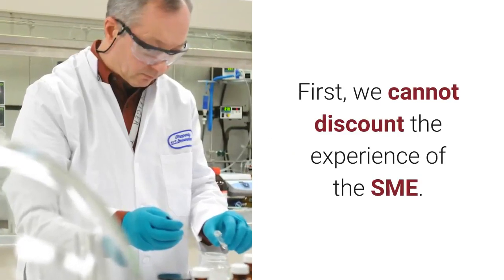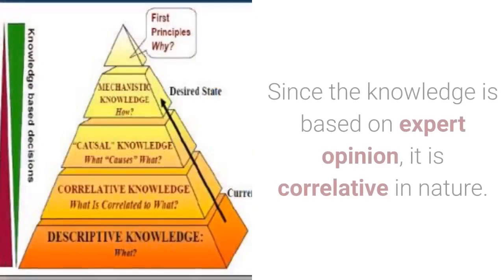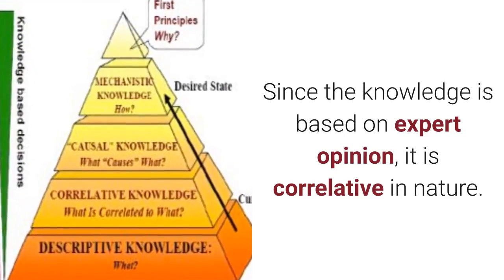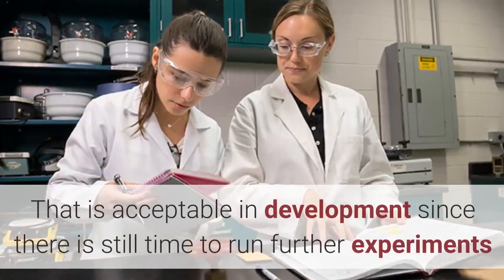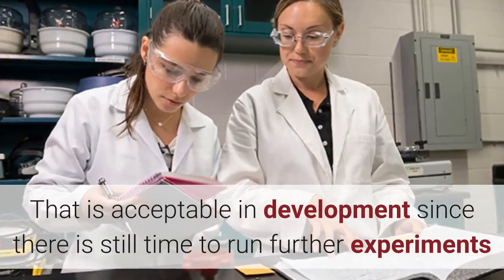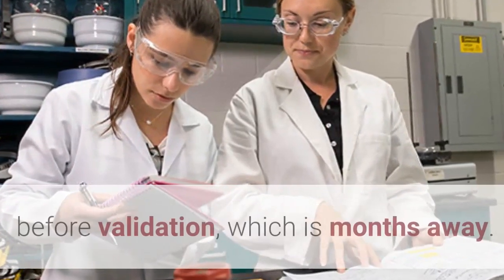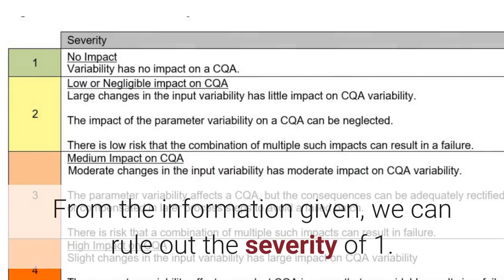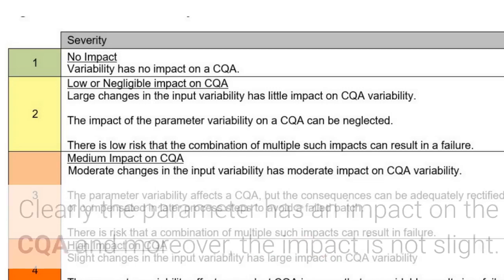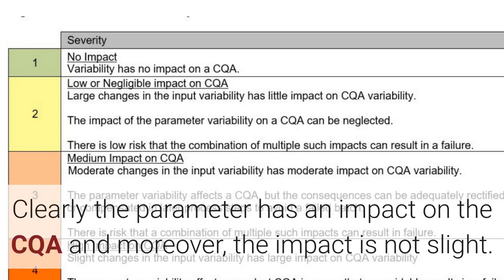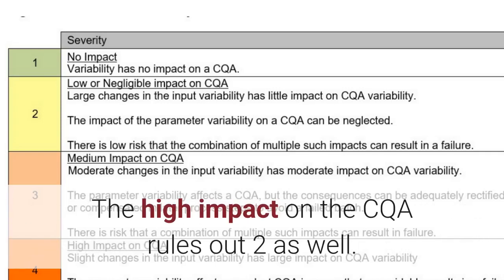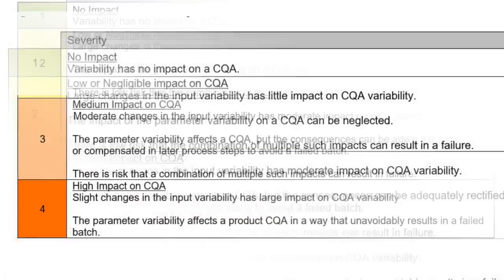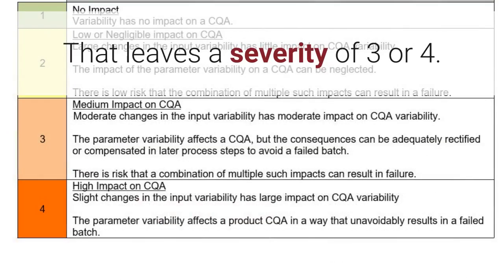First, we cannot discount the experience of the SME. Since the knowledge is based on expert opinion, it is correlative in nature. That is acceptable in development since there is still time to run further experiments before validation, which is months away. However, that does not answer the severity question. From the information given, we can rule out the severity of 1. Clearly, the parameter has an impact on the CQA, and moreover, the impact is not slight. The high impact on the CQA rules out 2 as well. That leaves a severity of 3 or 4.